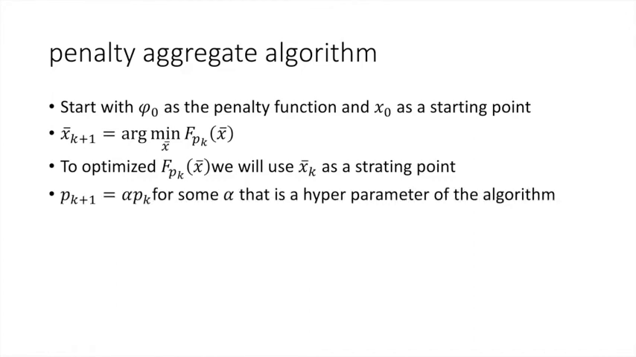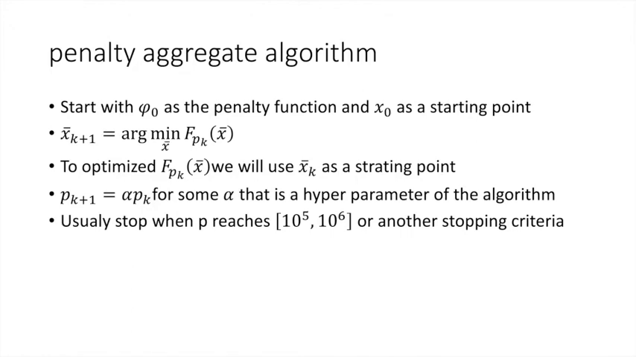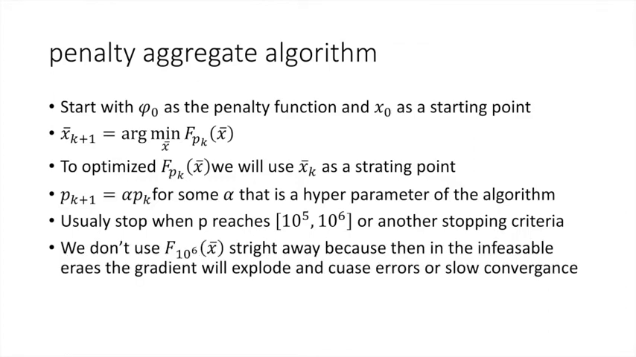p_{k+1} is equal to alpha multiplied by p_k, for some alpha that is a hyperparameter of the algorithm. Alpha needs to be bigger than 1, so p would approach the ideal penalty function. Usually we'll stop when p reaches around 10 to the power of 5, 10 to the power of 6, or another stopping criterion, and we would not use big F over 10 to the 6 straight away, because then in the infeasible areas the gradient will explode and cause errors or slow convergence.